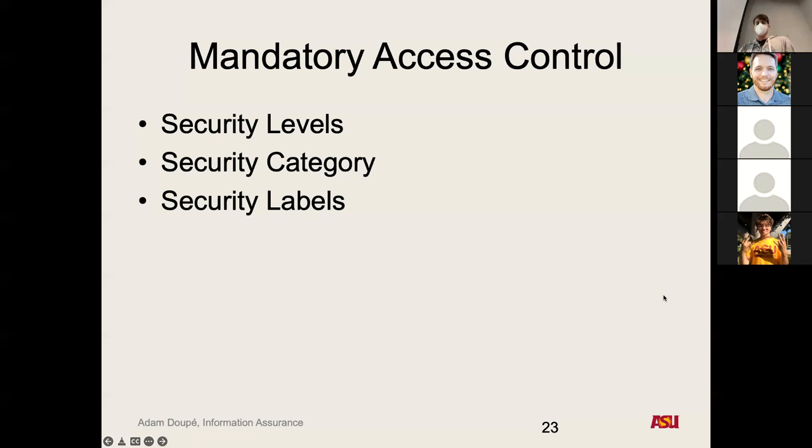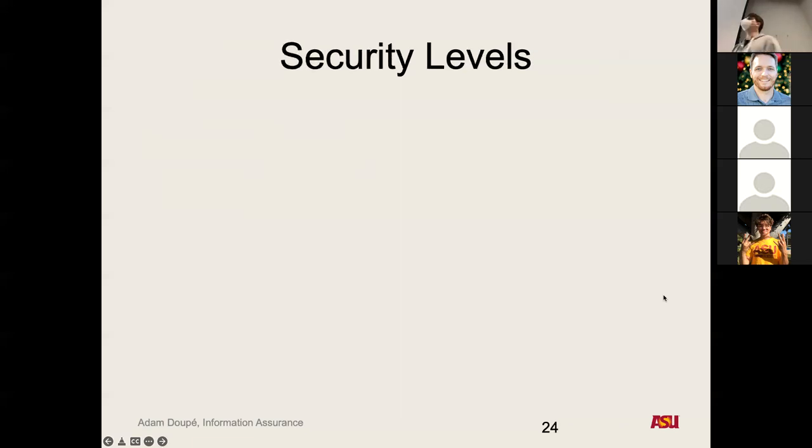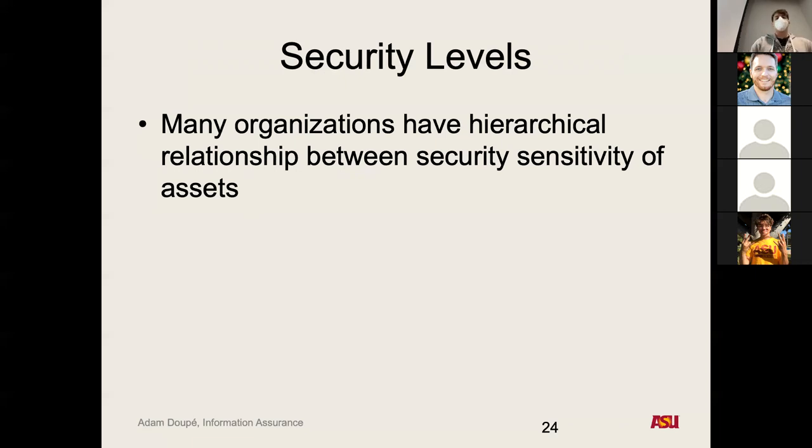And we'll look at labels, so we'll build this up. Security levels are pretty intuitive. Many organizations, including the military, have this hierarchical relationship. And you maybe have this in your own life. You may have some information that you're fine with everybody knowing. There's some information that you share only with close friends. And then there's some stuff you keep very close to your vest and tell nobody except your best friend, right?